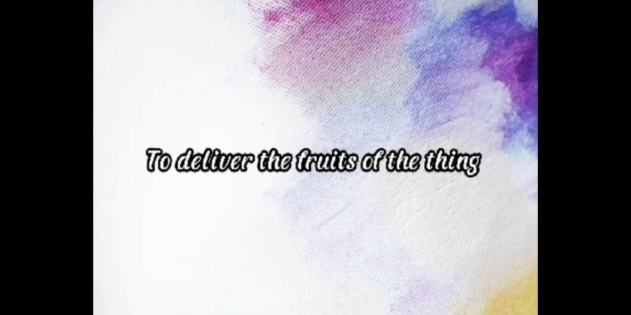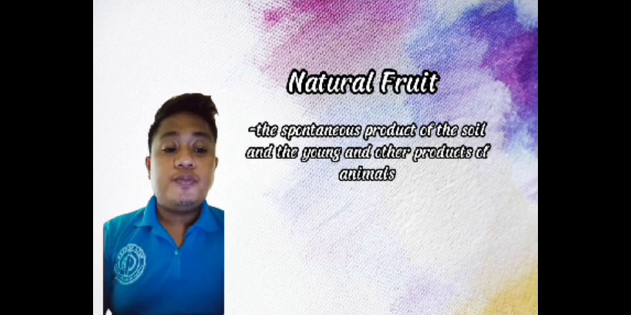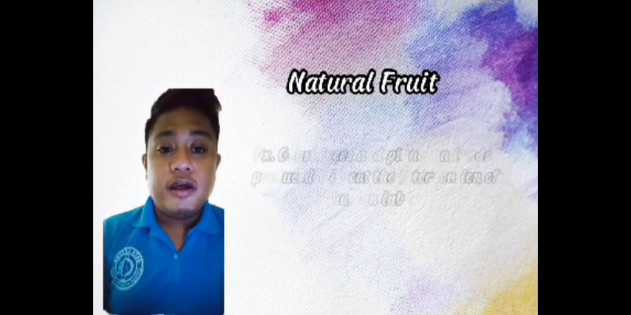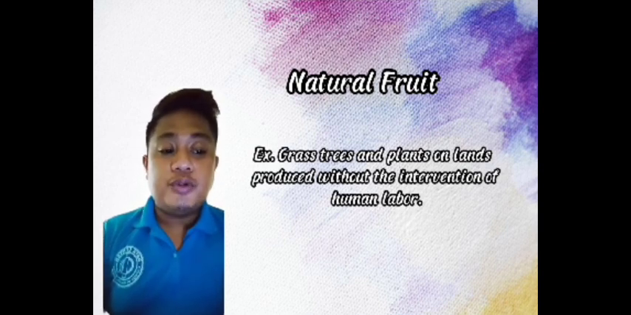Okay, so let's go back to Article 1164, which is to deliver the fruit of the thing. As mentioned by law, fruits can be natural, industrial, and civil. First, we have the natural fruit, the spontaneous product of the soil and the young and other products of animals. Examples here are the grass, and all trees and plants on land produced without intervention of human labor.